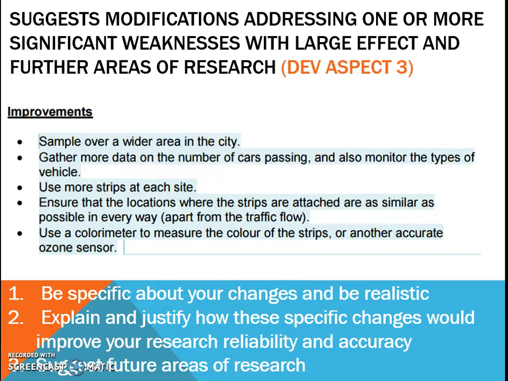Our last section is basically a tie-in to the previous one, and it is summarizing improvements and summarizing what a future experiment would do. So after we have all of those weaknesses, we would like to think about what our future experiment or research would look like. So they say we would have a wider area, but remember that would have required more people, that we would do more data, use more strips. So this is pretty good. I think it would have been even better for them to be more specific, but this got full marks.